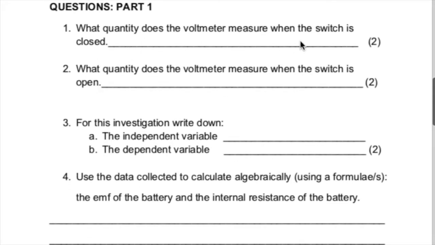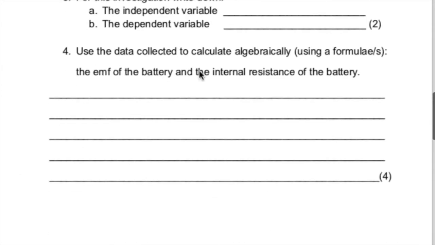Questions, part 1. What quantity does the voltmeter measure when the switch is closed? What quantity does the voltmeter measure when the switch is open? For this investigation, write down the independent variable, the dependent variable. Use the data collected to calculate algebraically using a formula the EMF of the battery and the internal resistance of the battery. That's for 4 marks. It's probably the only question that's worthwhile. Well, there are a few others that are quite good, but this is supposedly the highlight of the prac. Do you see anywhere here where it's asking you to find the internal resistance except here? So for 4 marks here it asks you to find the internal resistance of the battery.